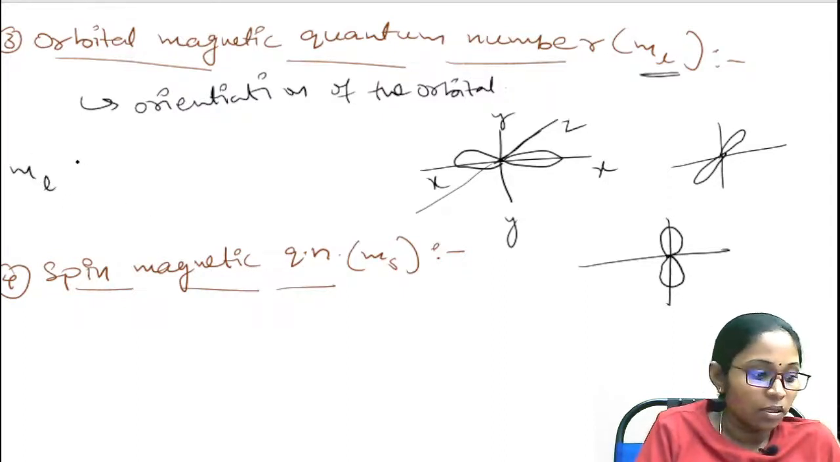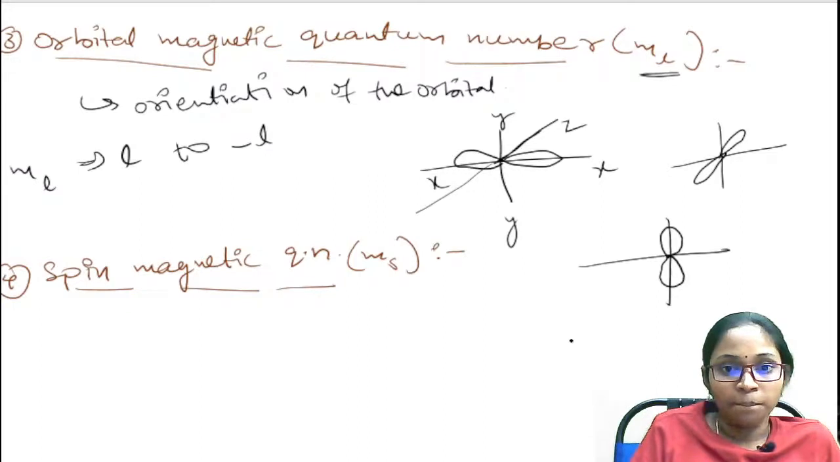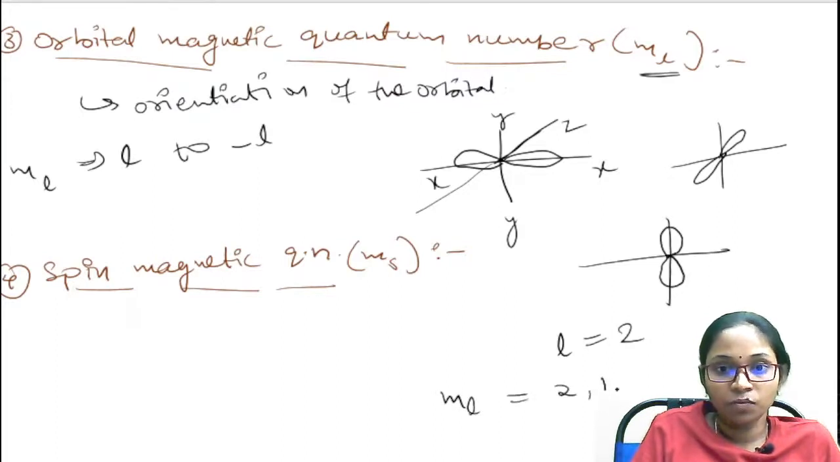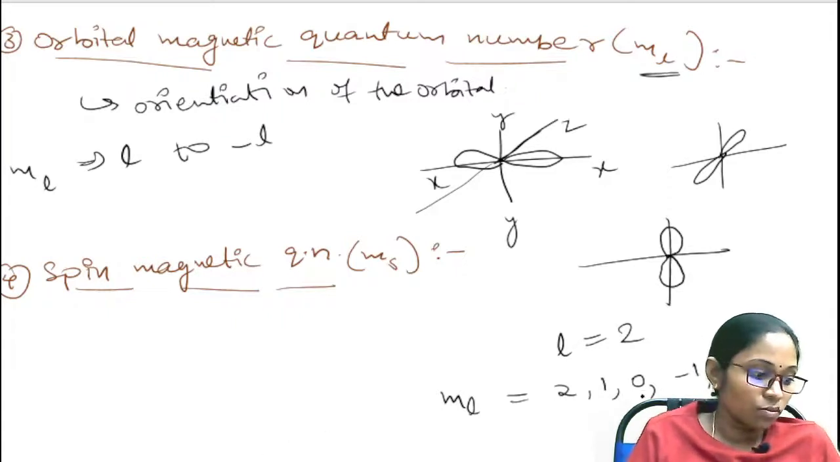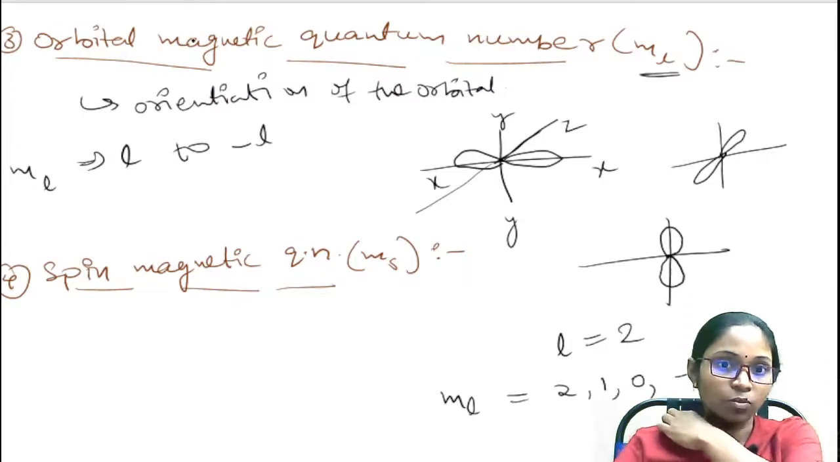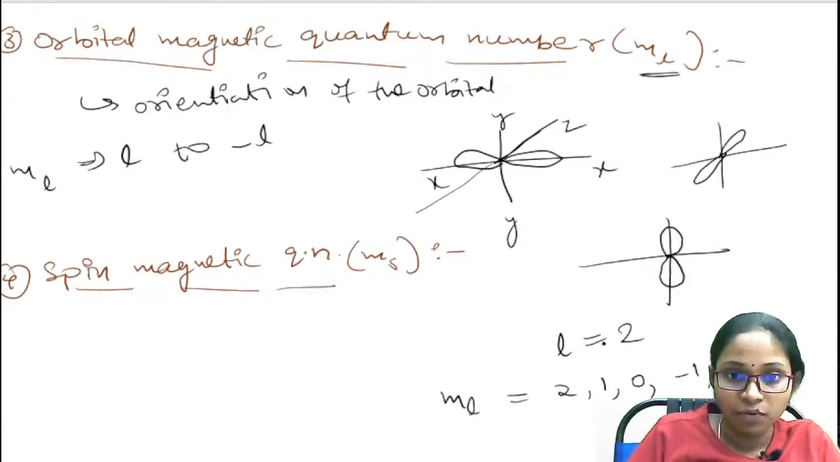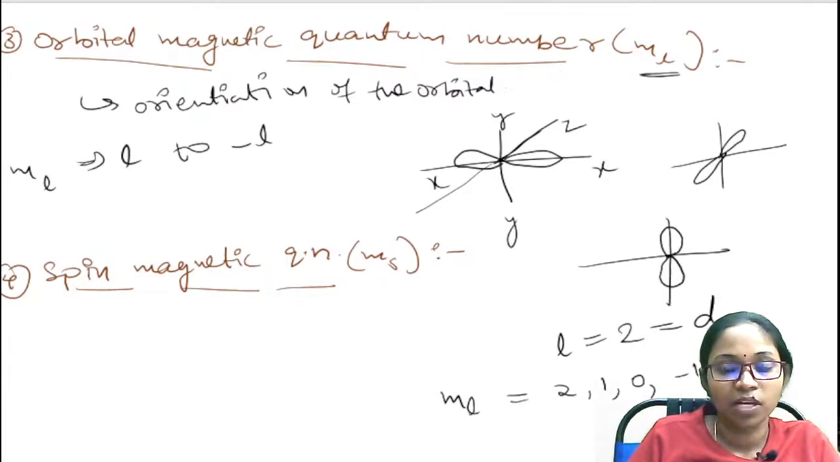And what about the values? ML can take the values from L to minus L. Okay na? If for example L value is 2, ML value is 2, 1, 0, minus 1, minus 2. Okay, 2, 1, 0, minus 1, minus 2. This is about magnetic quantum number. And for L equals to 2, we have D subshell.